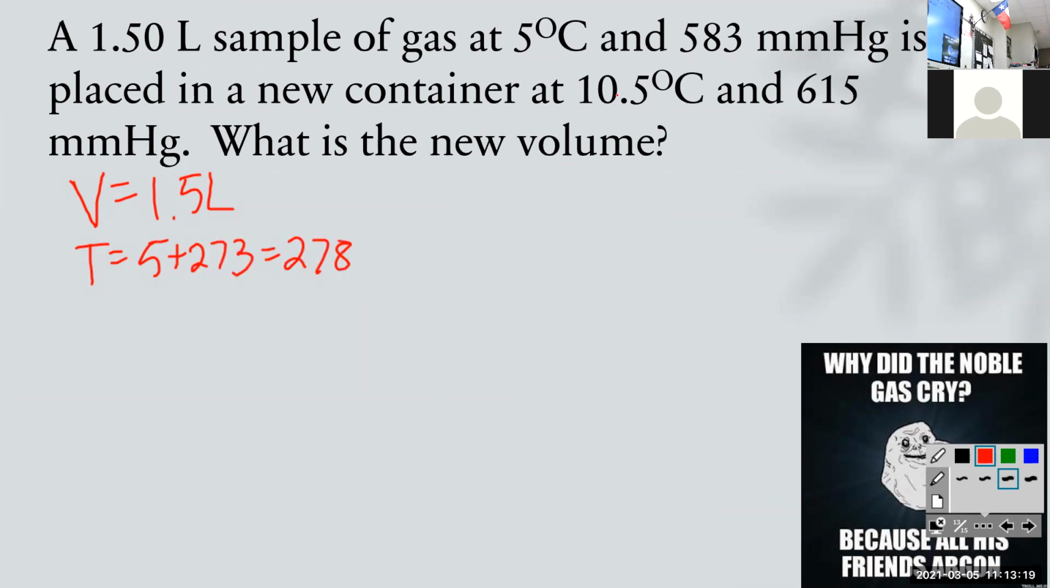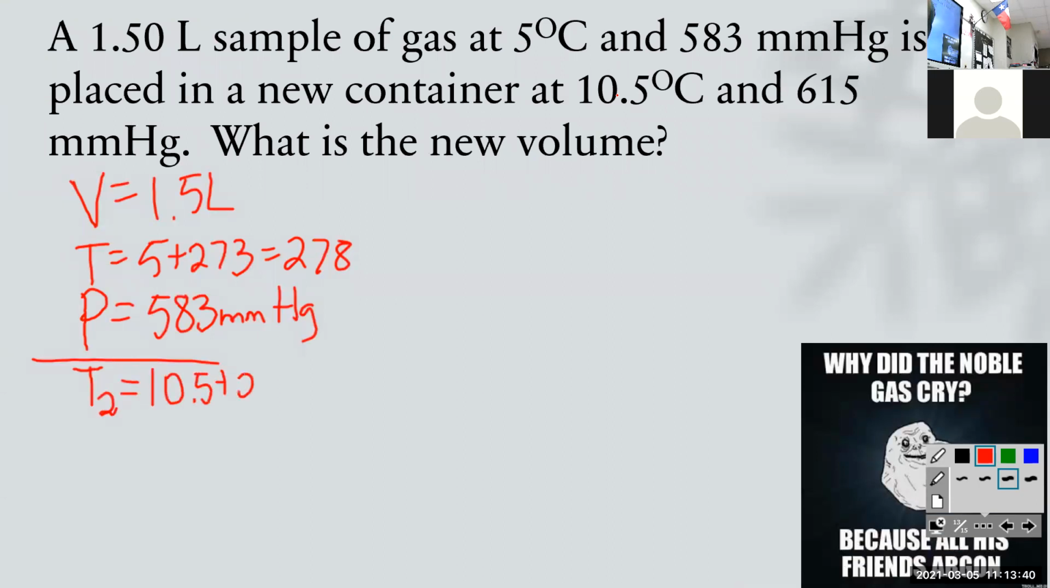583 mmHg. That is the pressure. There it is. Make sure y'all know what all these variables are; if you want me to write them down, I will definitely go through that. Then it says the new container is now at 10.5, so that's a new temperature. We always add 273 to Celsius.